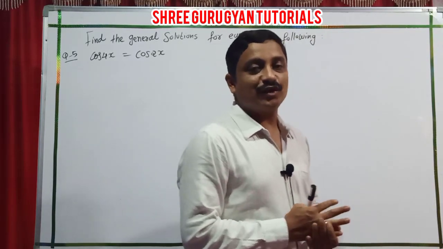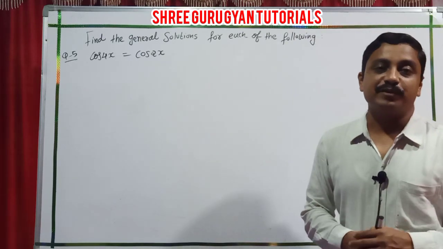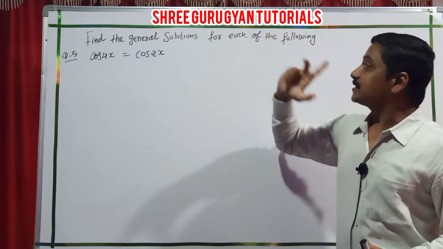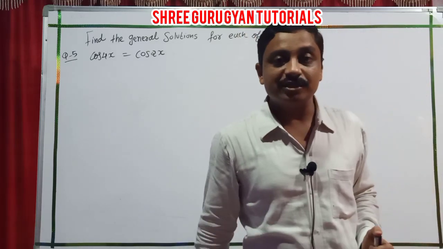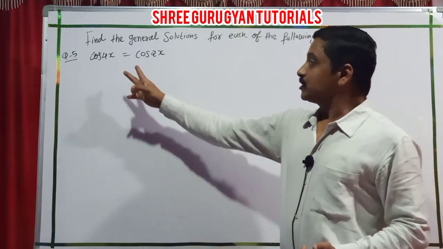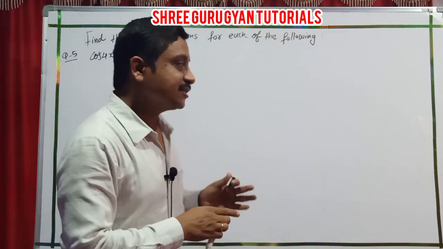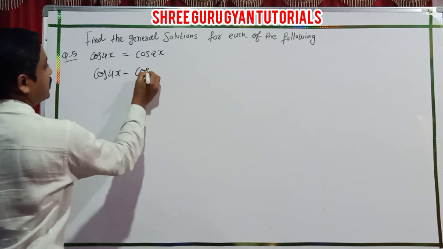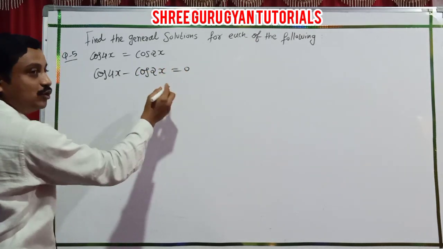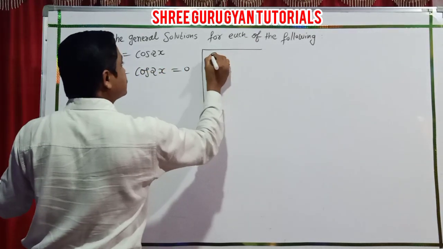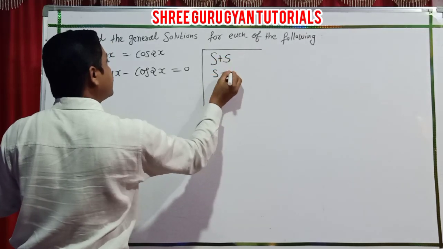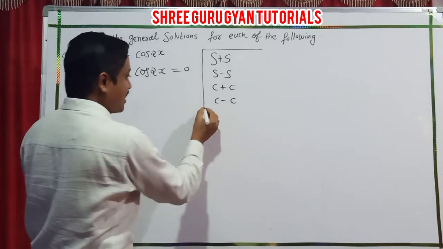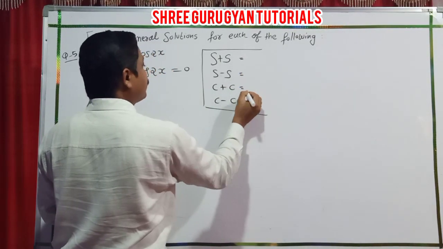Now students, the general solution and the particular solutions, principal solutions are related. One more numerical, question 5, but only asking for the general solutions. Very easy. cos 4x minus cos 2x is equal to 0. Now students, you know the properties: sin plus sin, sin minus sin, cos plus cos, and cos minus cos. Yes, that I all know.